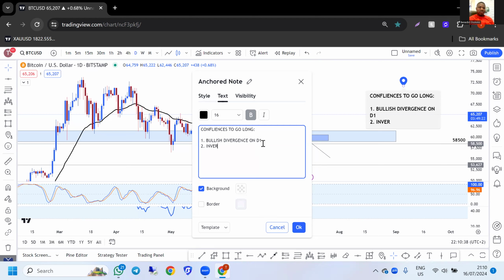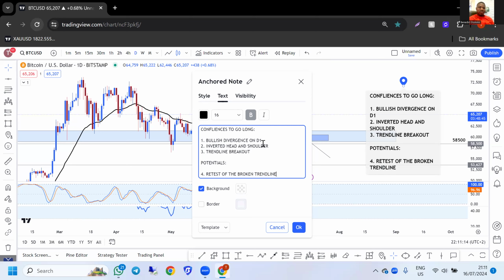Number two, inverted head and shoulder. Three, trend line breakouts. You know, I have recorded this video before. Then potentials, the things we are now expecting. You don't expect in the market. Potentials. What we want to look out for. Number four, confluences, retest of the broken trend line.